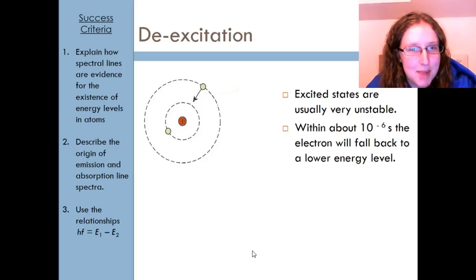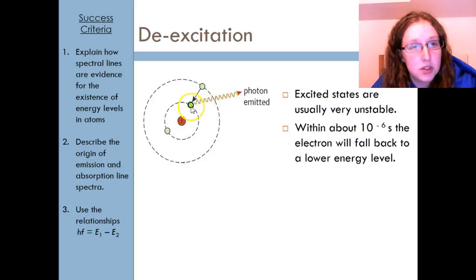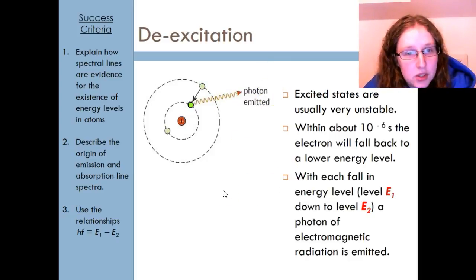Usually within 10 to the minus 6 of a second, the electron will drop back down to a lower energy level. And as it does that, because it's moved to a lower energy level, it has to give out some energy. It's going to give out a specific chunk of energy that's equal to the difference in these energy levels, and it emits that as a photon. So, with each fallen energy level, a photon of electromagnetic radiation is emitted.